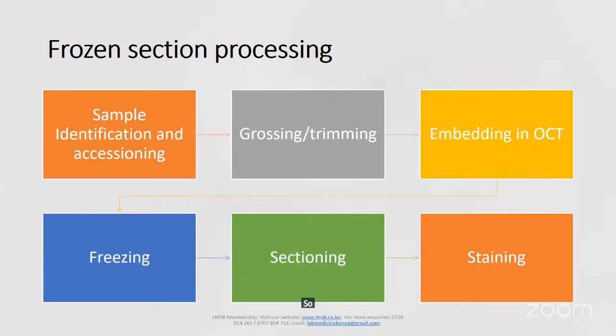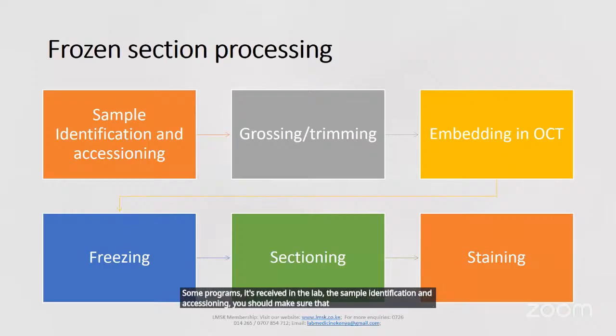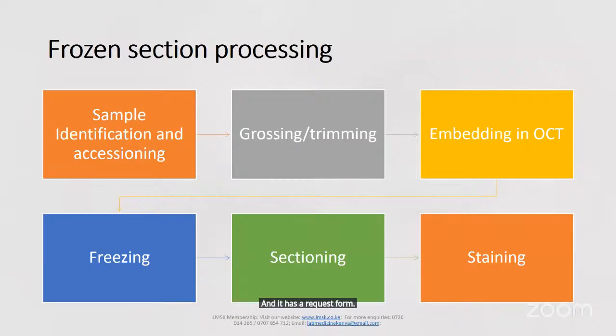So this is just the summary of how the frozen section is handled. Sample, once it's received in the lab, the sample identification and accessioning. We should make sure that the sample is well labeled and it has a request form, and the request form is agreeing with the sample, the details on the sample container. Then it's received and accessioned, just given a lab number.